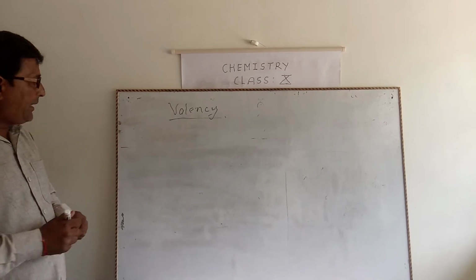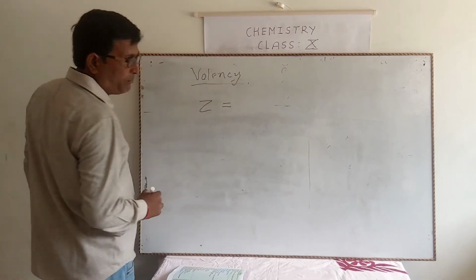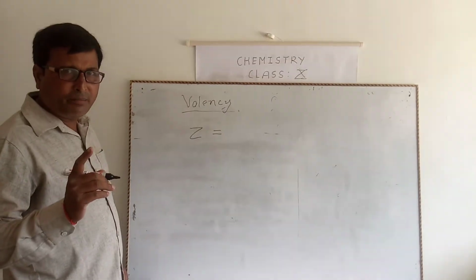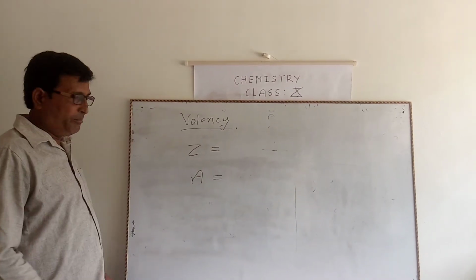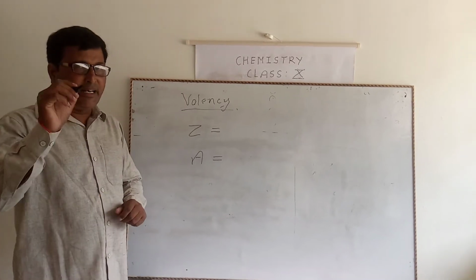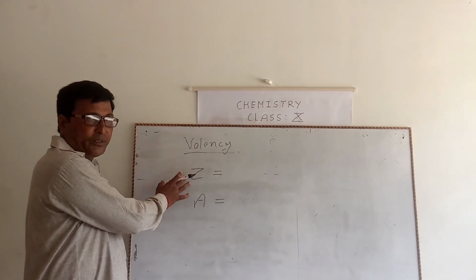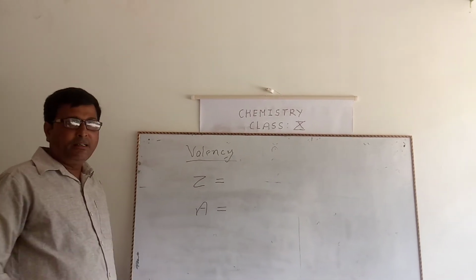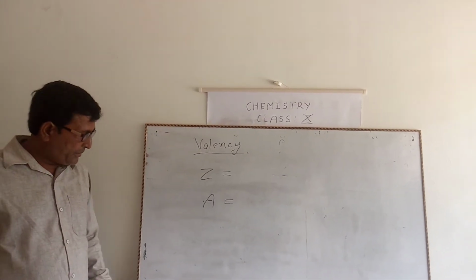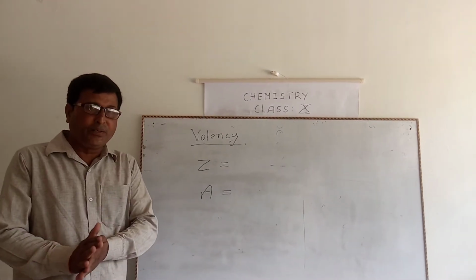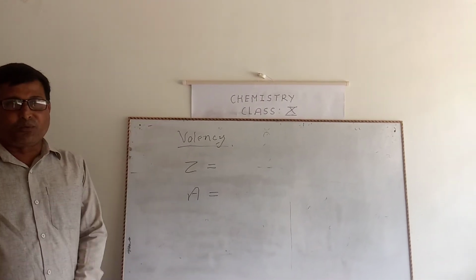Afterward, just two symbols I have given. Z is the symbol of atomic number, and A is the symbol of atomic mass. You already remember this definition from the 9th class book, so I am not going to focus on the symbols, Z meaning atomic number and A atomic mass. I am going to give just a short introduction about electronic configuration. Before that, I want to explain about the element.